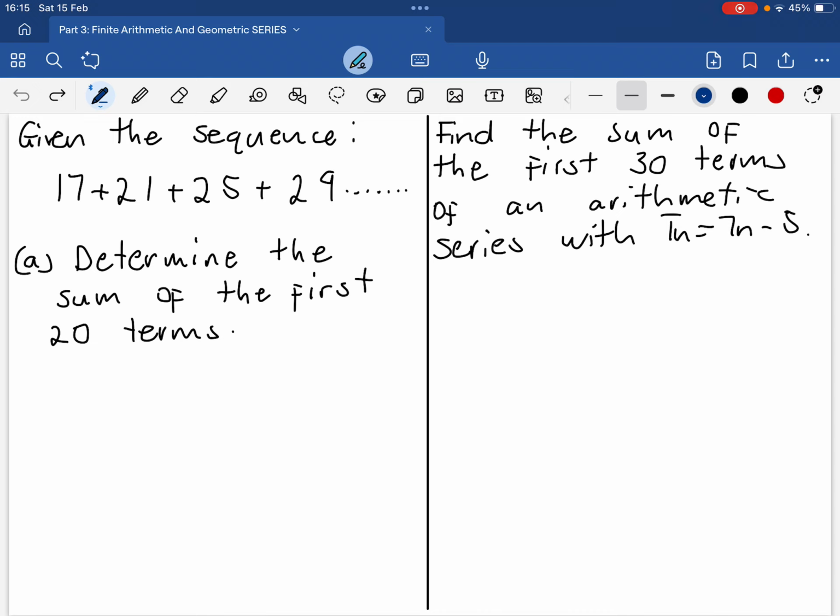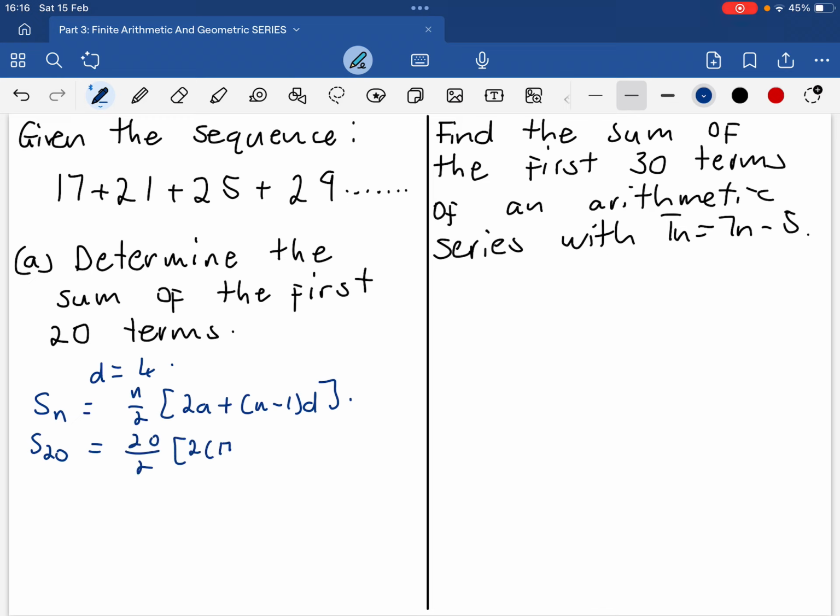Firstly, what's the common difference here? We have 17, then 21, then 25, then 29. So clearly, we're adding 4 to each term. So d is 4. Meaning that the sum of the first n terms we know is n over 2 into 2a plus n minus 1 times d. So in our case, S20, the sum of the first 20 terms, is equal to 20 over 2 into 2 times 17 plus 20 minus 1 times d, which is 4.